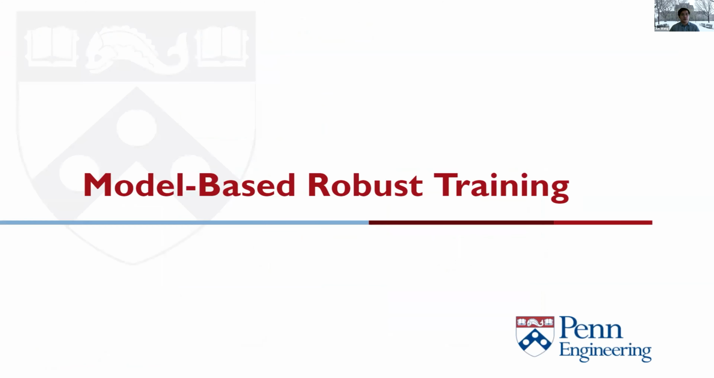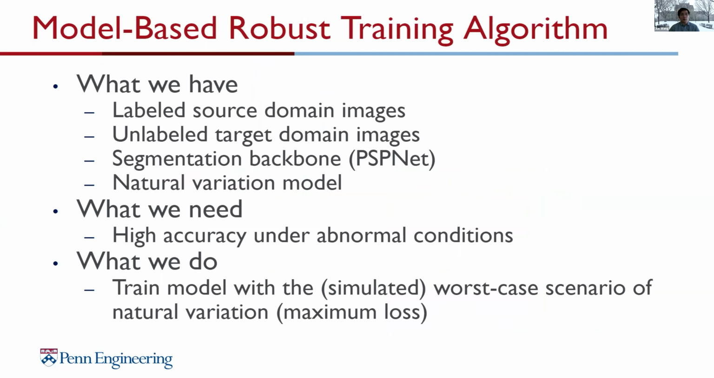And then I'm going to first introduce the model-based robust training algorithm. So what we have here, we have images from both domains, both source and target domains, but we just have the label for source domain images. And we have our segmentation backbone, which is called PSP network. It's an industrial level segmentation network. And we have our natural variation model described earlier. So what we are trying to do is train our model with the simulated worst case scenario of natural variation effect by finding the maximized loss in order to generate high accuracy output under abnormal inference conditions.